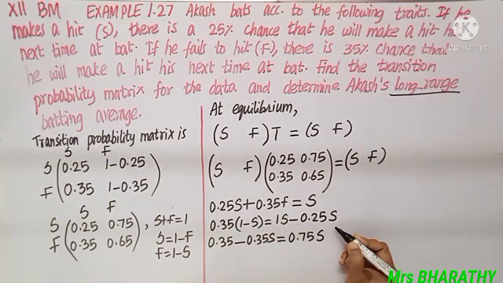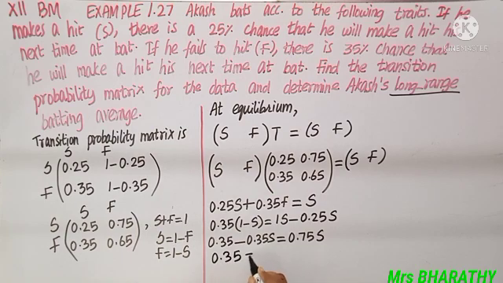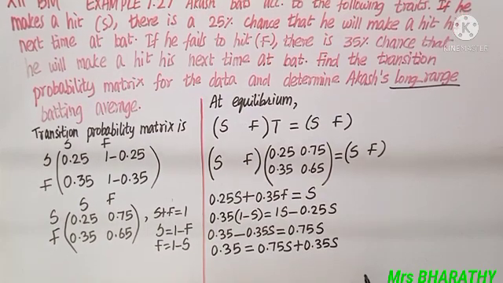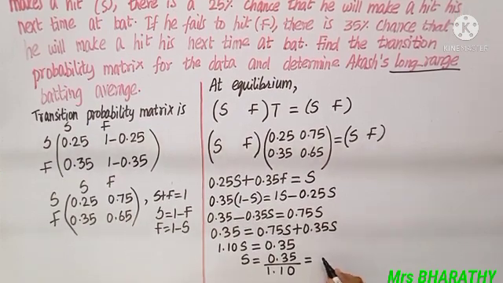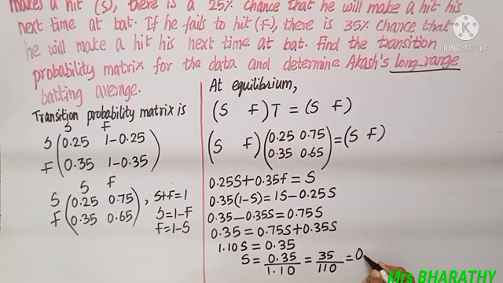Taking S all to one side, I have 0.35 equals 0.75 S plus 0.35 S. As we add and simplify, we get 1.10 S is equal to 0.35, or S is equal to 0.35 divided by 1.10, or else I can say, deleting the two decimals, 35 by 110, or 0.318. Let us take and write the answer.